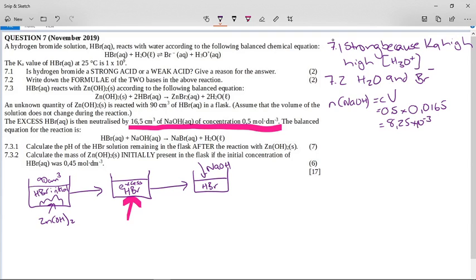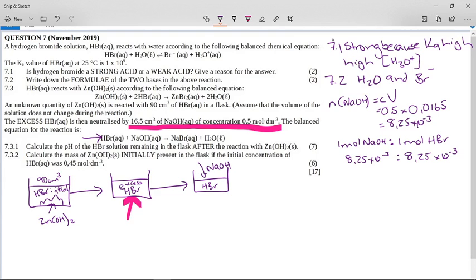Now what good is it knowing the sodium hydroxide? It's good to know because the balanced equation, which rules them all, will tell you that for every mole of sodium hydroxide you put in, it will react with 1 mole of hydrogen bromide. So if you reacted 8.25 times 10 to the negative 3 moles of sodium hydroxide, that is how many moles of hydrogen bromide must have been in the container.